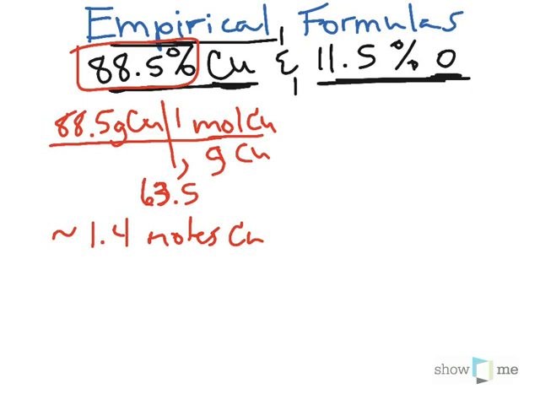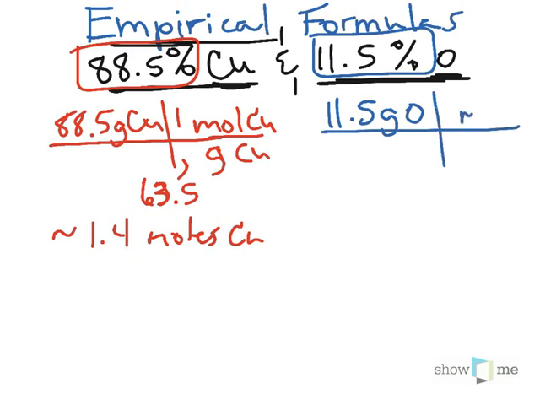Well, let's take a look at oxygen. I'm going to do the same thing. I'm going to take 11.5 grams of oxygen and turn it into moles of oxygen. So grams needs to go down here. Over here, the grams canceled out. And that's why we're left with moles of copper. So over here, we're going to have grams of oxygen cancel out. Now, 1 mole of oxygen weighs 16 grams. Okay, I don't have to write that again. I'll just erase that.